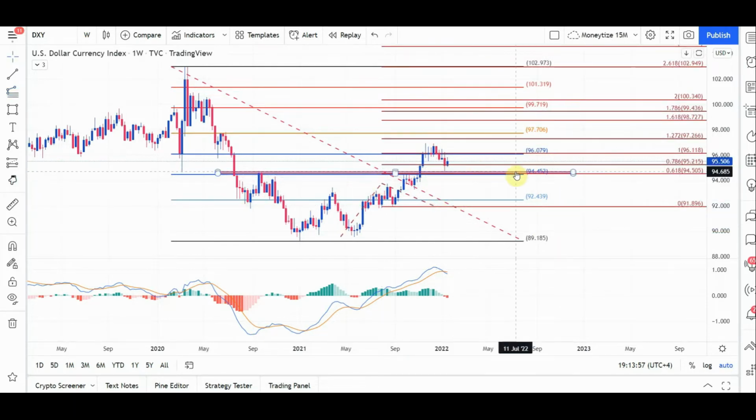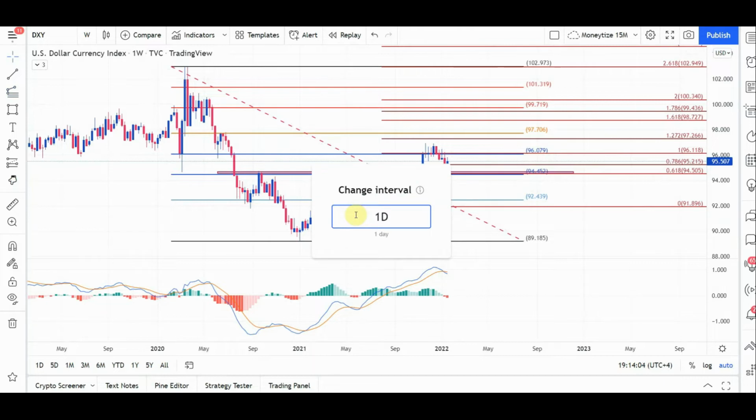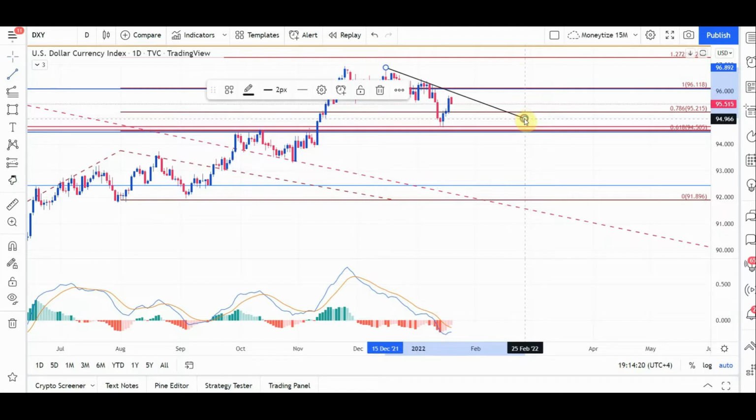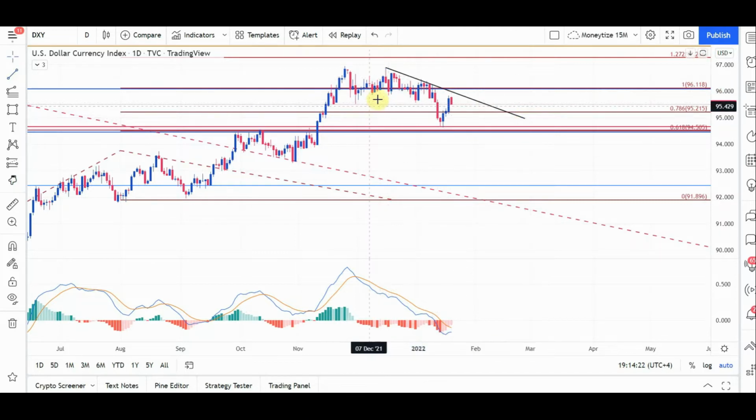And this area, 94.45 to 94.50, is the support. As I've mentioned, it reached the support level and bounced. Now what are we expecting? Until DXY is below this falling trend line, we can expect a bounce and a pullback lower.